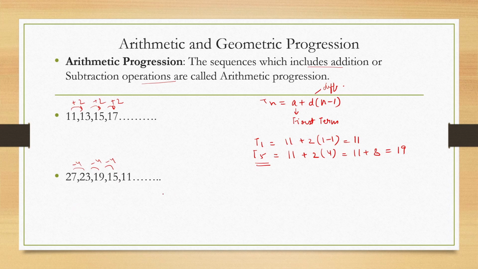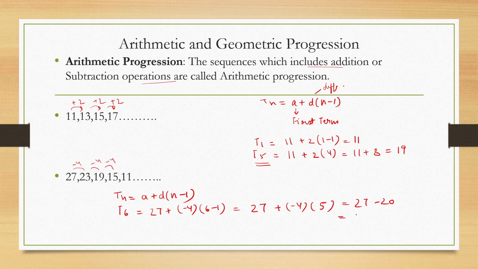In this way we will find it for this expression also. Tn equal to a plus d times n minus 1. So 1, 2, 3, 4, 5, I want to find T6. a is 27, the difference is minus 4, and n minus 1 is 6 minus 1, which is 5. So 27 plus minus 4 times 5, which is 27 minus 20. The answer will be 7.